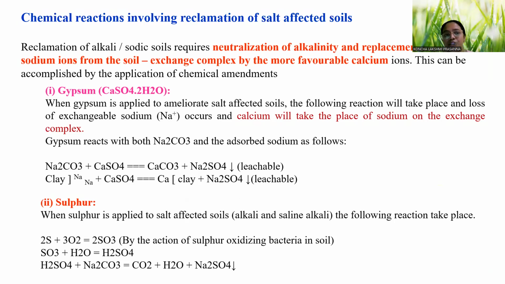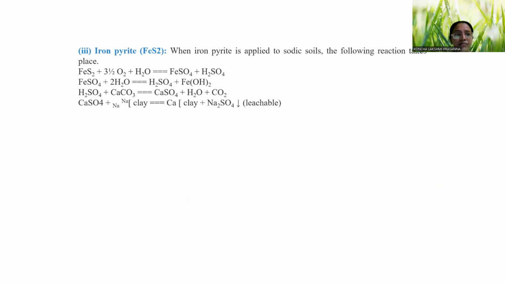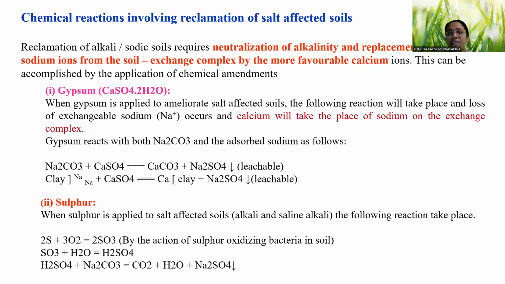It is done by the application of gypsum, elemental sulfur, iron sulfate, and iron pyrites. So when gypsum is added, that is CaSO4, it is a white color salt. When it is applied to the alkali soils or the sodic soils, the calcium which is present in the gypsum replaces the sodium ions and forms the sodium sulfate. Here you can see the reaction. The sodium carbonate, when it reacts with the calcium sulfate, forms the calcium carbonate, and sodium sulfate is leached down.